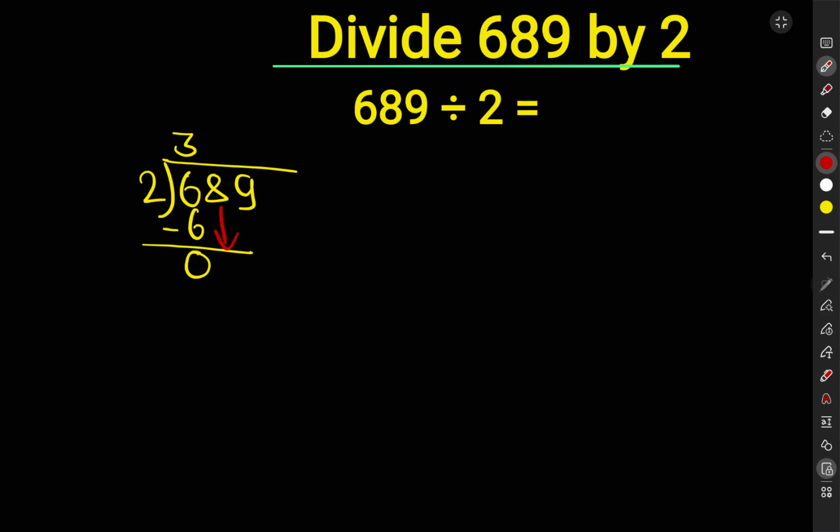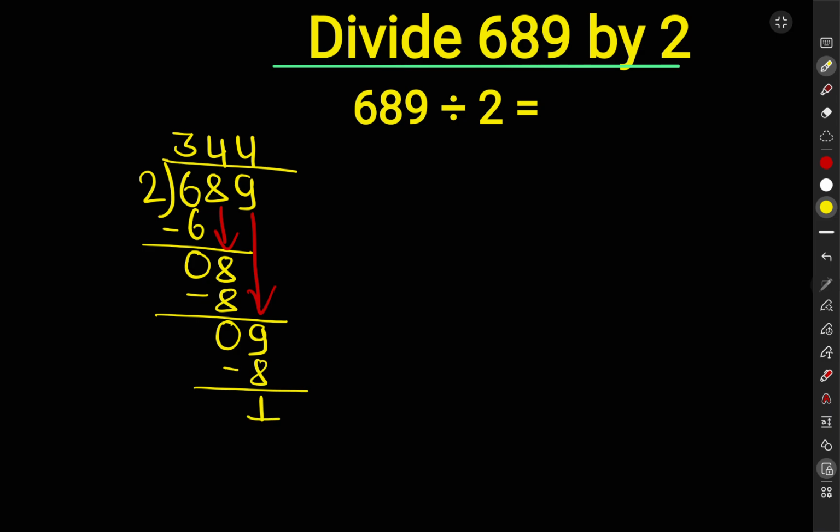So now we put down this 8 and 2 times 4 is 8. On subtracting it is 0. So again we put down this 9 and 2 times 4 is 8. On subtracting we get 1.